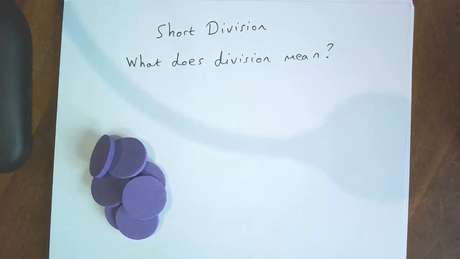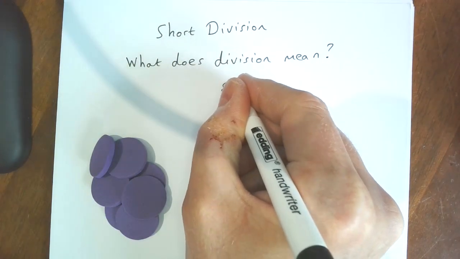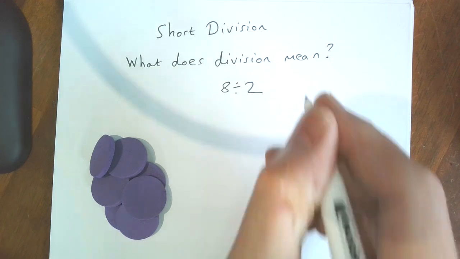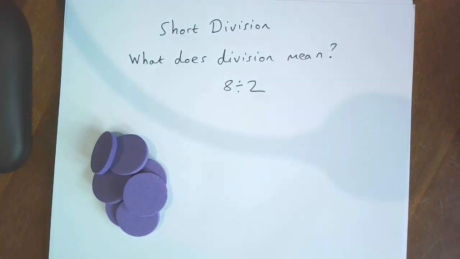Short division. What does division actually mean? Division is all about equal sharing. So if I look at the question 8 divided by 2, we're talking about sharing, for example, 8 counters. So there's two ways of doing that.